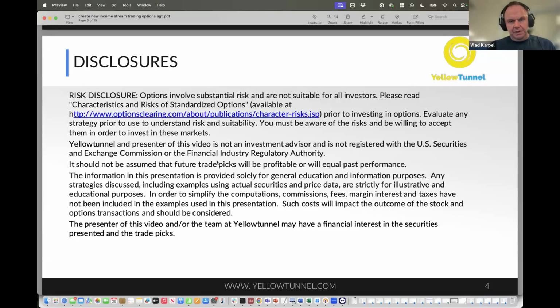But, in summary, I'm not a registered rep. I'm not registered with FINRA nor SEC. I'm here to show you what I do in my own account based on my own risk tolerance level, for general education information purposes only.